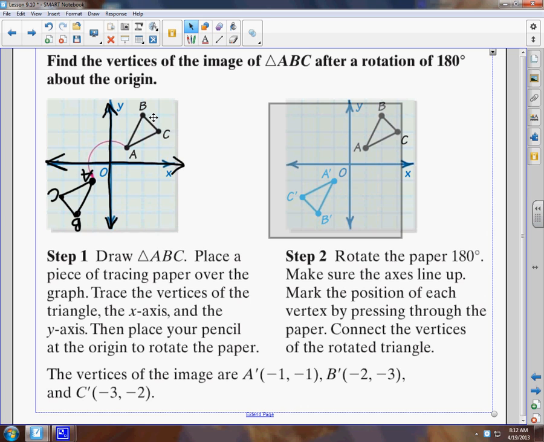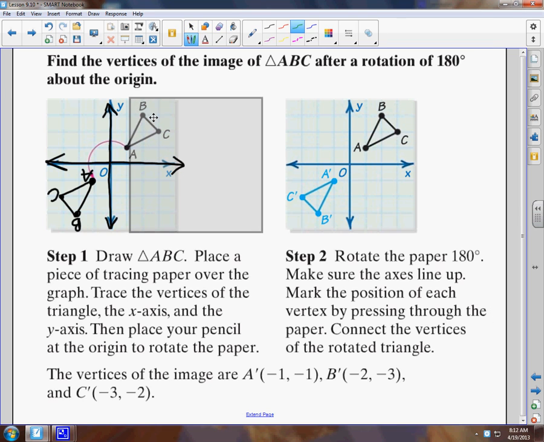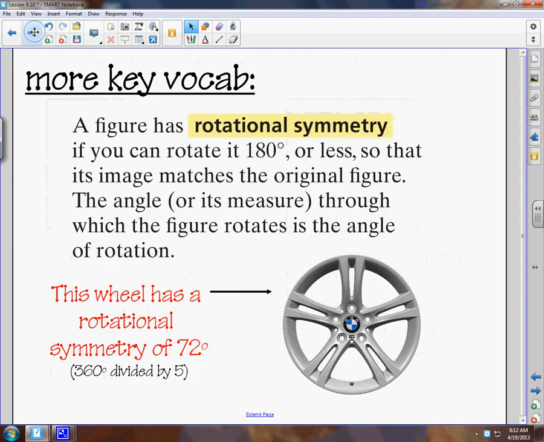So it says mark the position of each vertex by pressing through the paper, and then you connect the vertices on your new image. So this is your paper. And then you're going to write down A, B, C. A prime, B prime, and C prime. The vertices of the image, and then you can list out the vertices. A prime is -1, -1, B prime is -2, -3, and C prime is -3, -2. So we will try this again in class. I'll go over how to do it with some tracing paper.